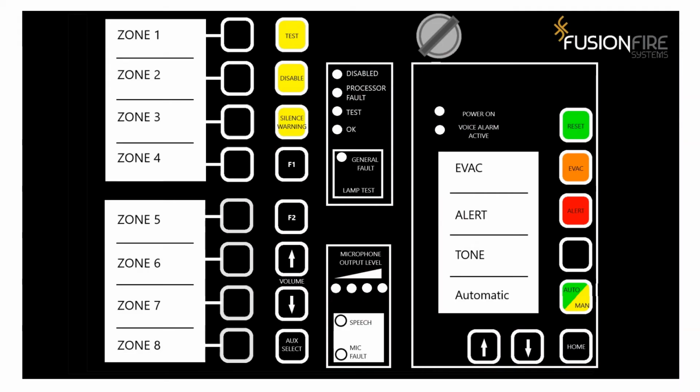If you want to make an announcement to selected zones, please select the zone you want to communicate to by pressing the relevant buttons on the display. You will now be able to then make your announcement to the selected zones.